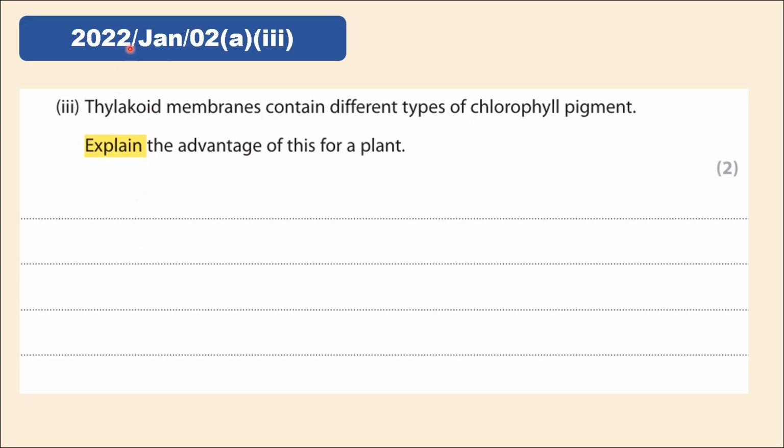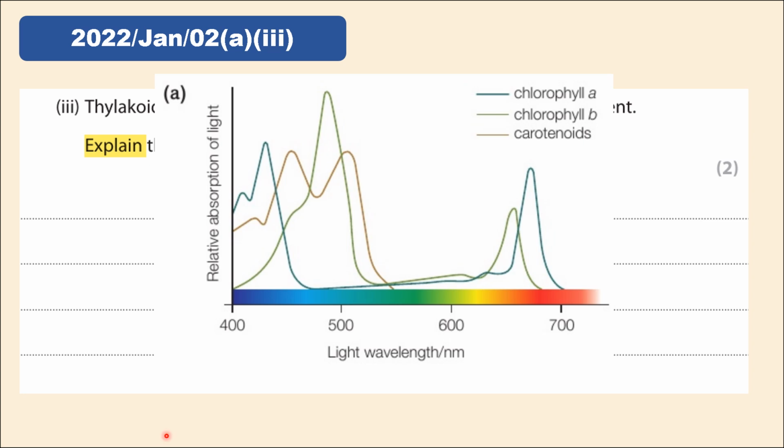The next question from the January 2022 paper asks you to explain the advantage of having different types of chlorophyll pigments in plants. To start this, let's recall the absorption spectrum, which illustrates how different pigments absorb light at various wavelengths. For example, you can see chlorophyll A primarily absorbs light in the blue region and the red-orange of the spectrum. And chlorophyll B absorbs light in the blue and red regions, but at slightly different wavelengths than chlorophyll A.